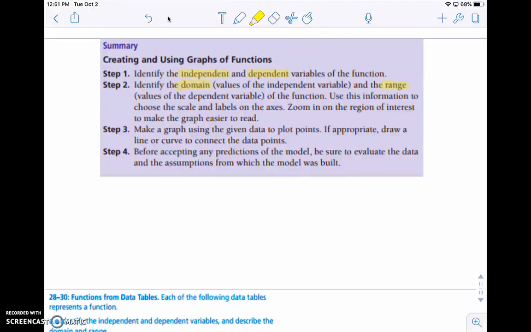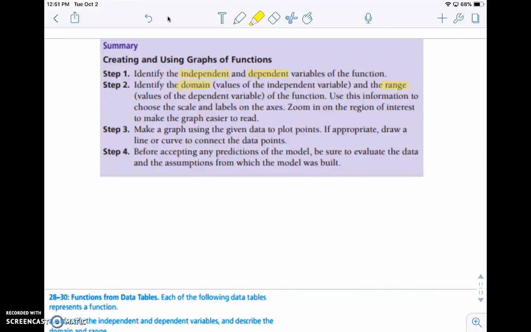And technology is a tremendous way to create graphs nowadays. Graphing by hand, not the most user-friendly, especially in the 21st century. And a lot of what you see will be graphs generated by technology.